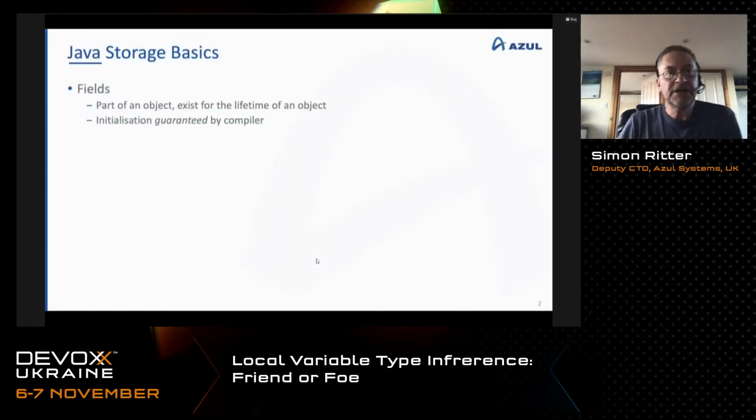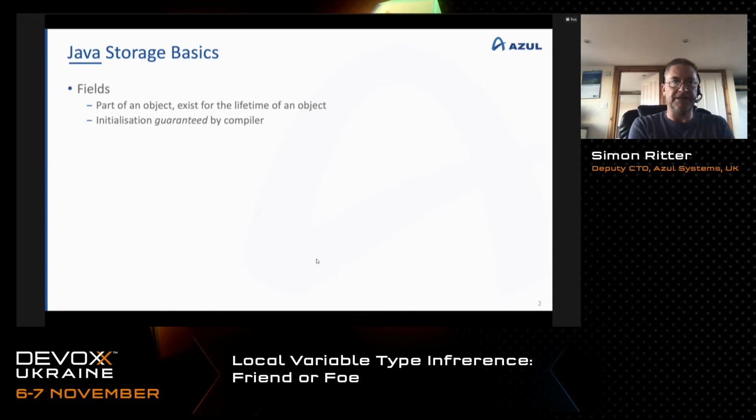Okay, so the first thing we need to talk about is briefly how Java actually stores things, and specifically the way that we use variables and how we then use those to manipulate data in our applications. We have really two ways that we store things. The first of those is fields, and fields are part of an object. When we create a class, we can define fields, instance variables, within that. And when we create instances of those objects, the fields are part of it. Therefore, they exist for the lifetime of an object.